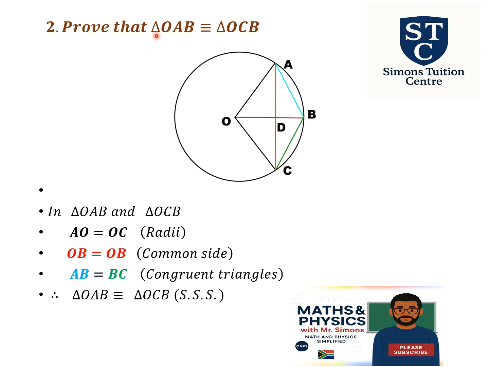Prove the triangle OAB, so from OAB, that whole big triangle there, is congruent to OCB. So in triangles AOB and OCB, AO and OC are both radii, so therefore they are equal. That line OB belongs to this triangle, my apologies, and it belongs to the second triangle there. Therefore, it is a common side. So we say OB equals OB, common side, or you can write OB is common.